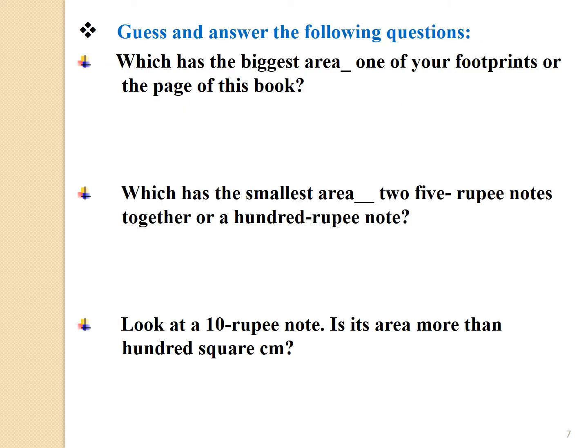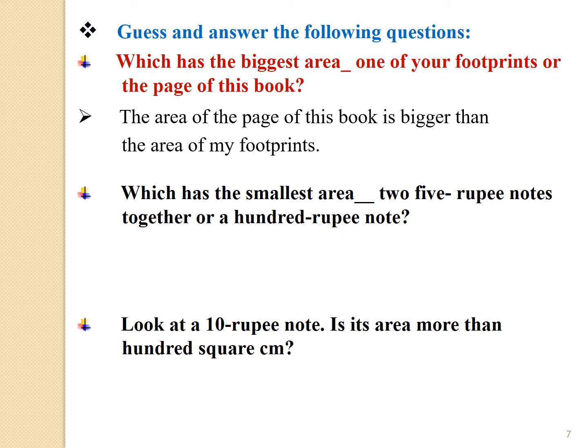Now, question number 3. Guess and answer the following questions. Question number 1. Which has the biggest area? One of your footprints or the page of this book? The area of the page of this book is bigger than the area of one of my footprints.